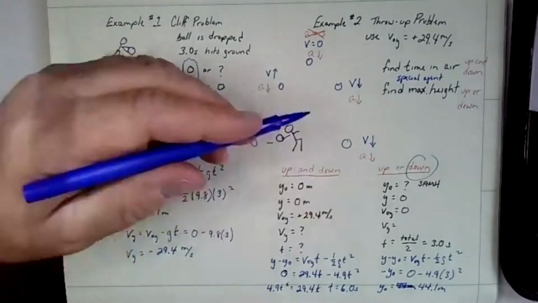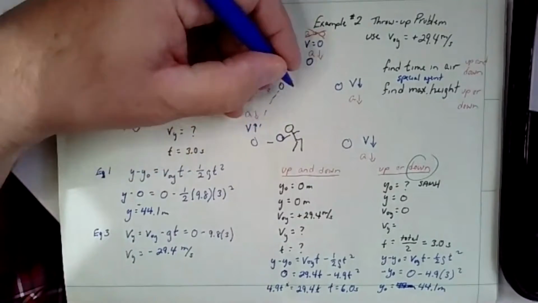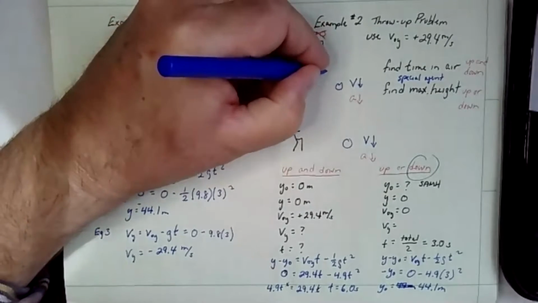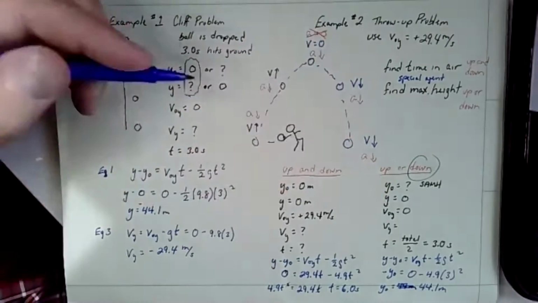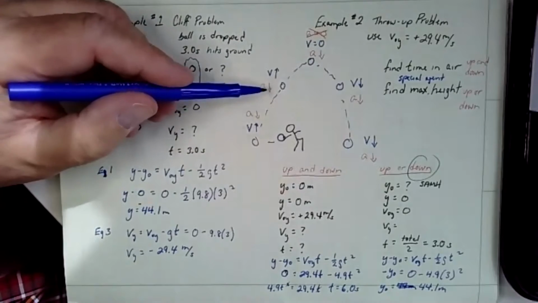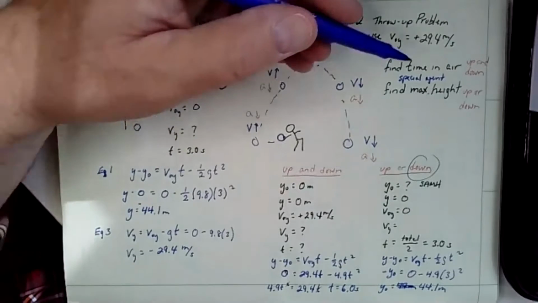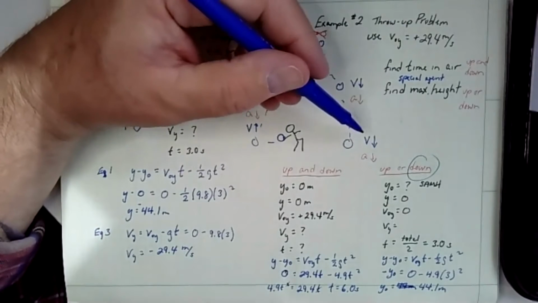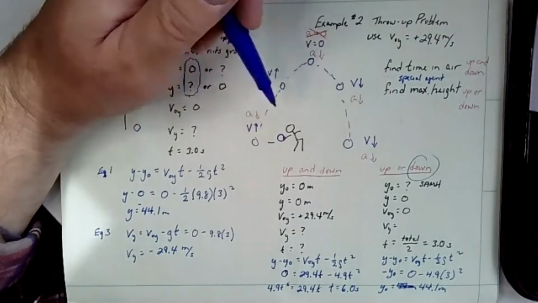Right, so there's a lot of symmetry here. On the way up, it looks very much like the way down. The main difference is that on the way up, the velocity is upward. It even starts off at the same speed that it lands at. So plus 29.4 over here and negative 29.4 over here.